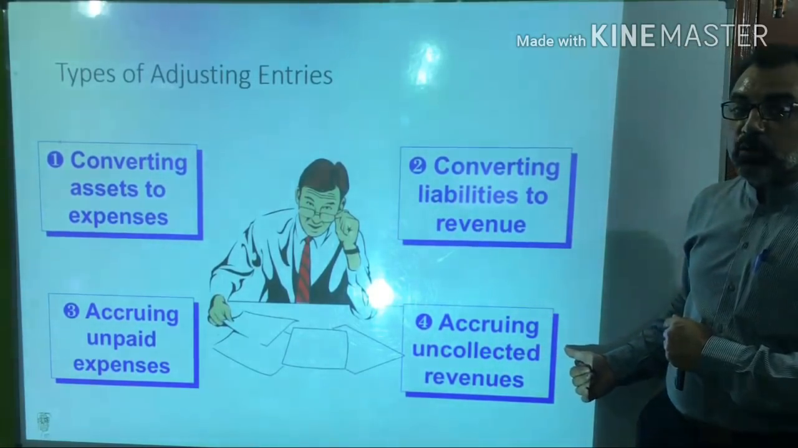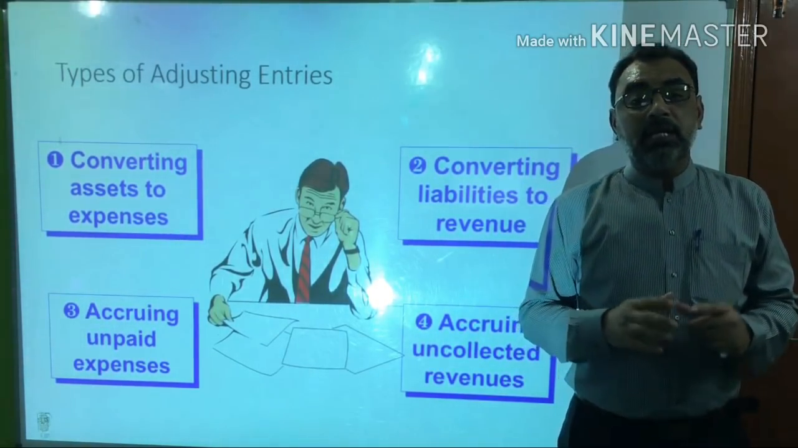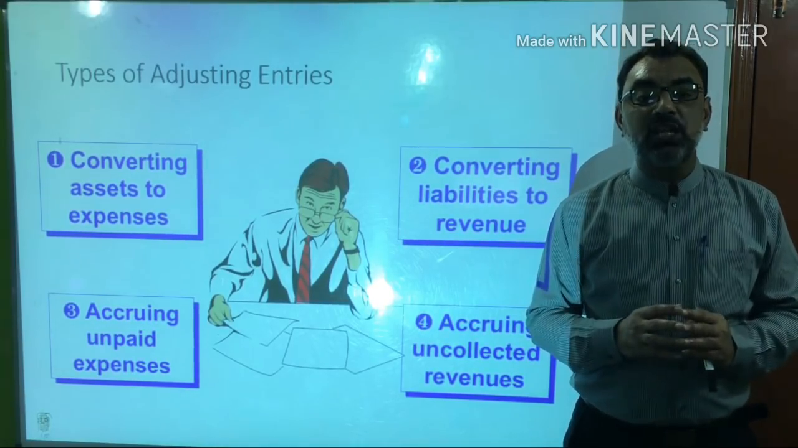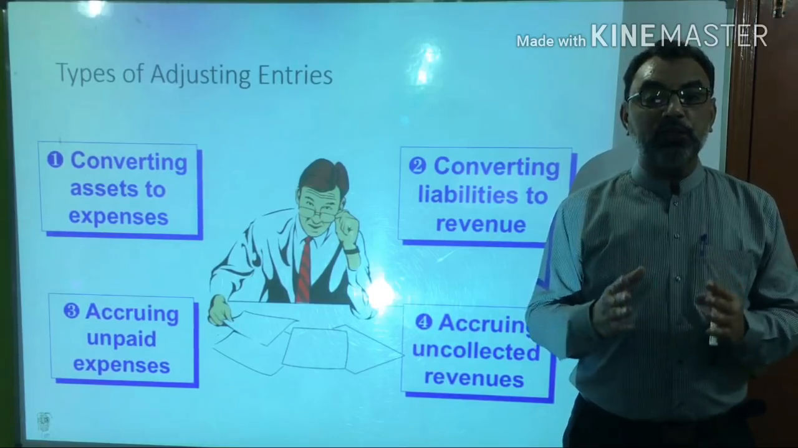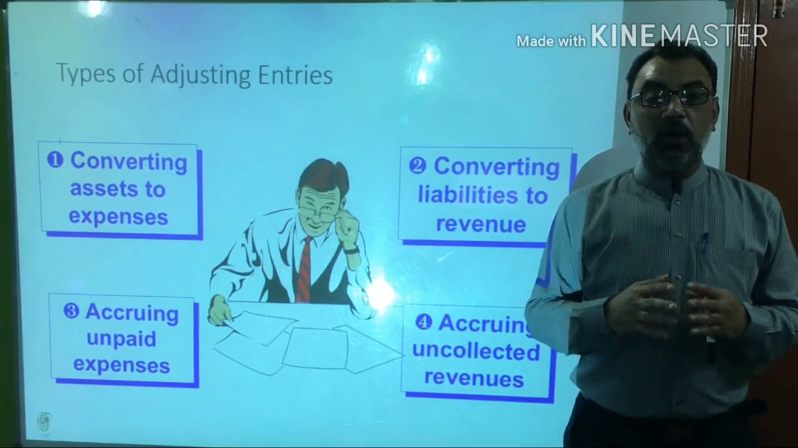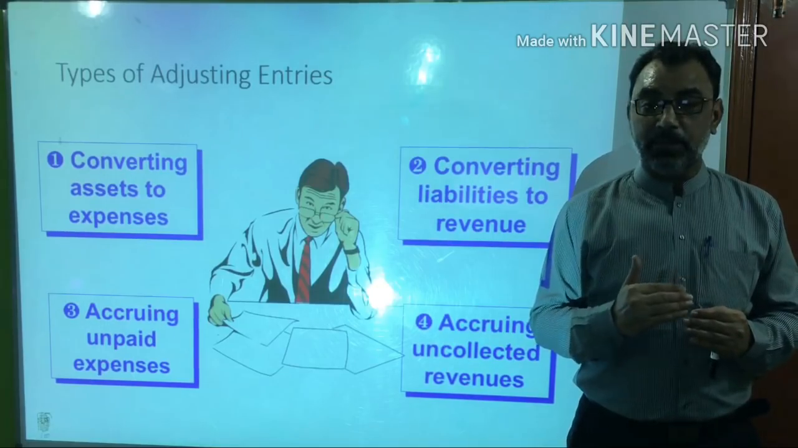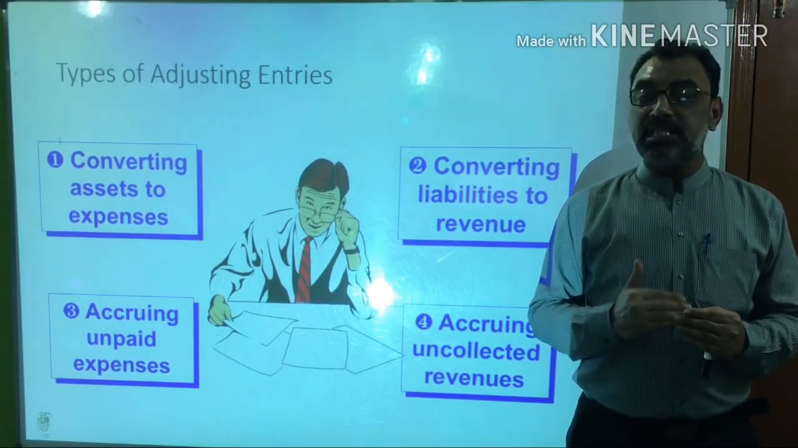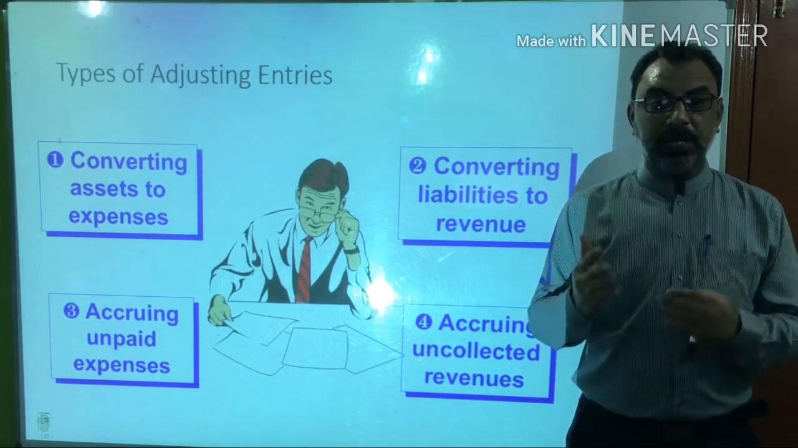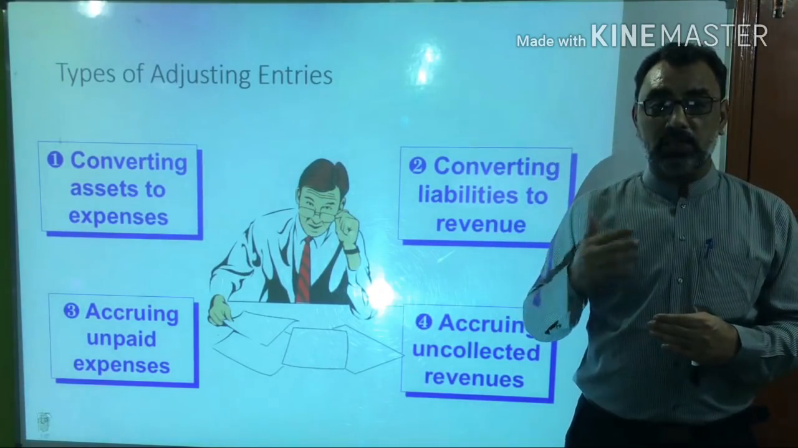Similarly, the last one is accruing uncollected revenue. Here you can see that revenue may be earned or accrued during the current period even though the collection of cash will not occur until a future period. I mean, unrecorded earned revenue for which no cash has been received requires an adjusting entry at the end of the accounting period. The adjusting entry is recorded by debiting an appropriate asset, for example, accounts receivable or interest receivable, and crediting the appropriate revenue account, for example, service revenue earned or interest earned.